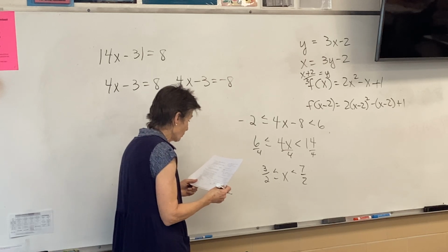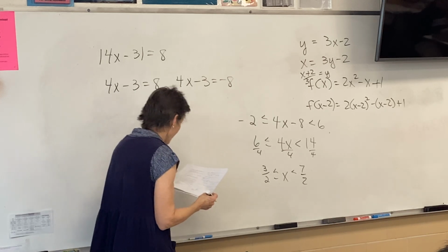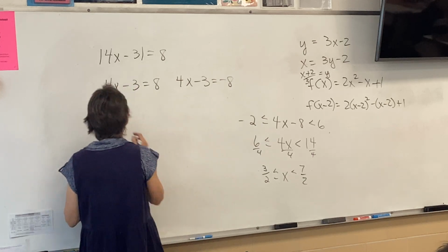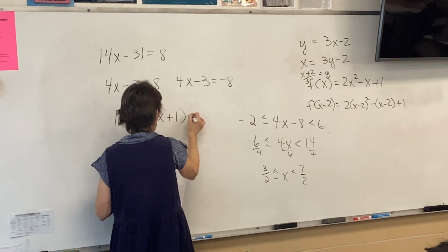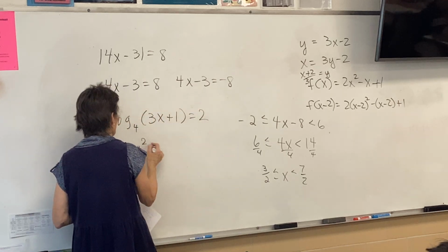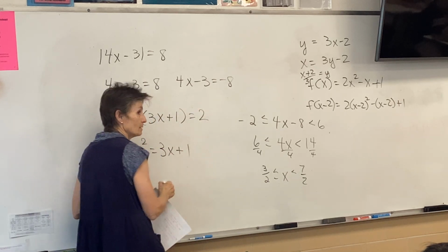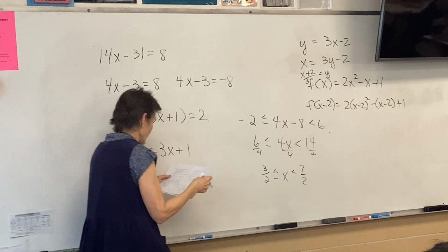Number 25 and 6. How do we solve this? So 4 squared equals 3x plus 1, and then we solve it, okay?